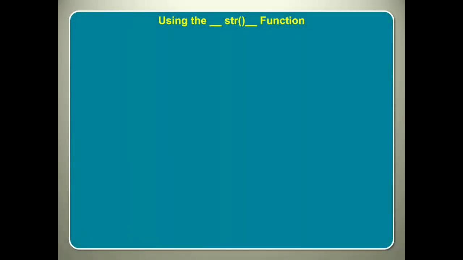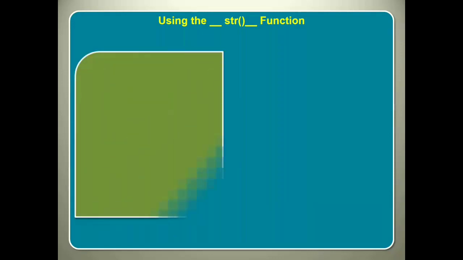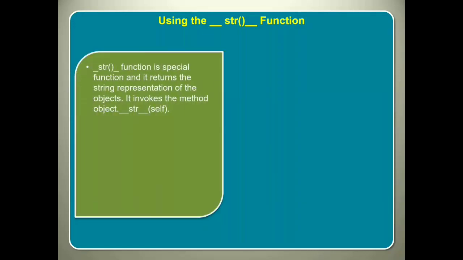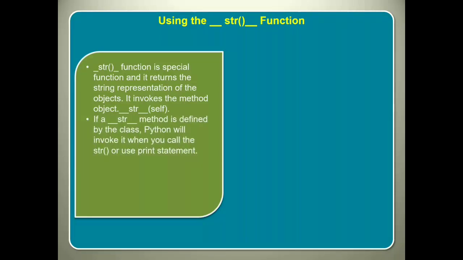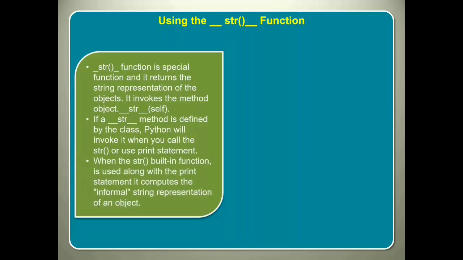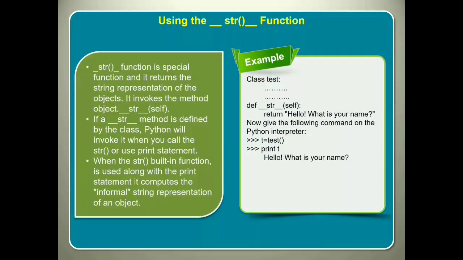Let us now learn about using the __str__ function. This is a special function and it returns the string representation of the objects. It invokes the method object.__str__. If a __str__ method is defined by the class, Python will invoke it when you call the str function or use the print statement. When the str built-in function is used along with the print statement, it computes the informal string representation of an object. Take a look at an example of the class test defined, shown on the screen.